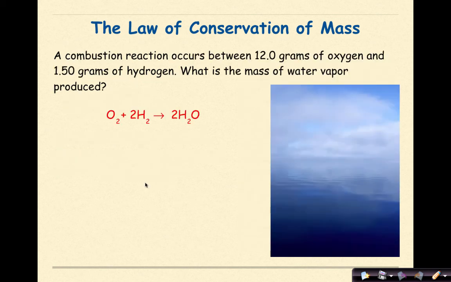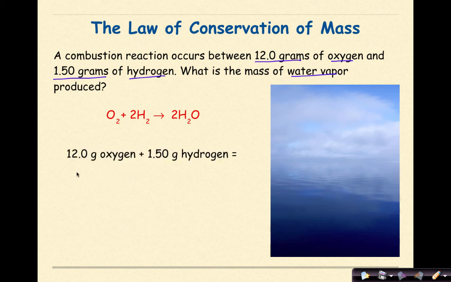Let's look at an example of this. A combustion reaction occurs between 12 grams of oxygen and 1.5 grams of hydrogen. What is the mass of water vapor produced? So here I have my balanced equation showing oxygen reacting with hydrogen to produce water vapor. We can represent this by stating 12 grams of oxygen plus 1.5 grams of hydrogen. If we add those two masses of reactants together, we get 13.5 grams of water vapor.